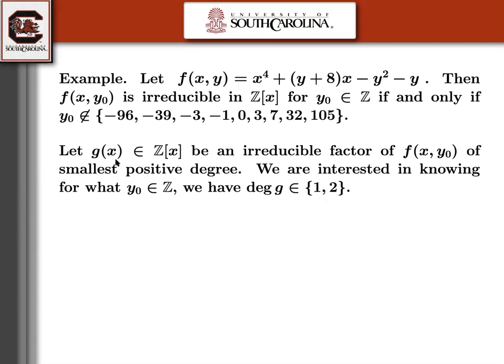So I'm going to look at the possibility that it has a factor g of x, where g of x is linear or quadratic. And since, again, f is going to be monic, I can take g to be monic. So there's two possibilities for what g of x can look like. It can either look like x minus a for some integer a, or it can look like a quadratic, x squared plus ax plus b. Now I want to look at those two cases and see what happens. When can x minus a be a factor of f of x, y when you plug in some integer for y? And the same thing with when can it be divisible by this x squared plus ax plus b?